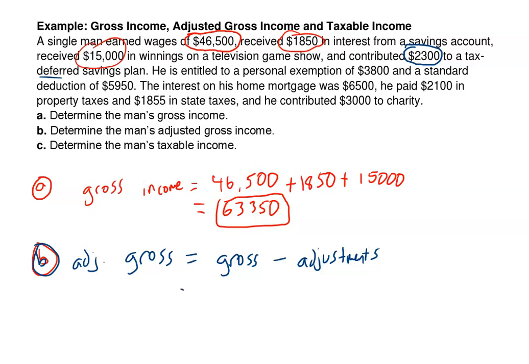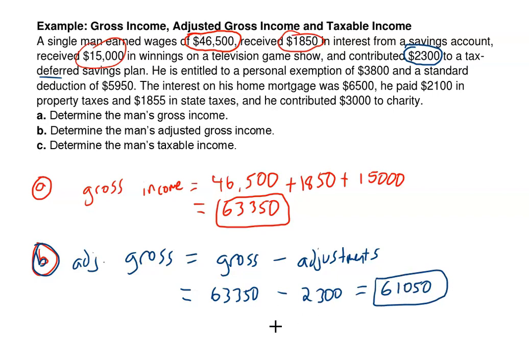And so we're going to adjust the gross income with that adjustment. Right? And so we have our gross income, which is the $63,500. Sorry, I'm just making up numbers now. $63,350 minus this adjustment of $2,300. And that's going to give me, so I'll just subtract that off of that number in my calculator, $61,050. And that is the adjusted gross income.